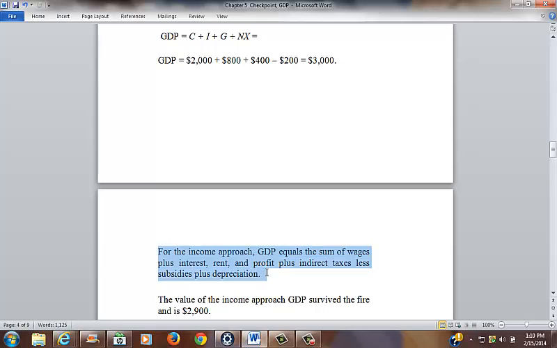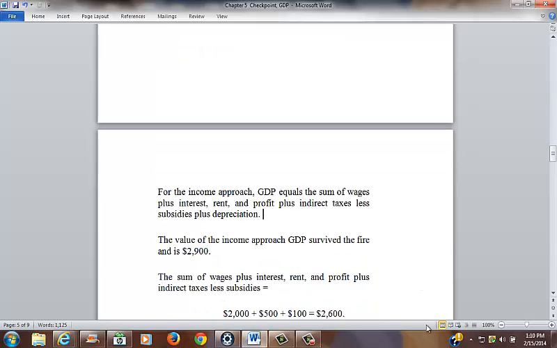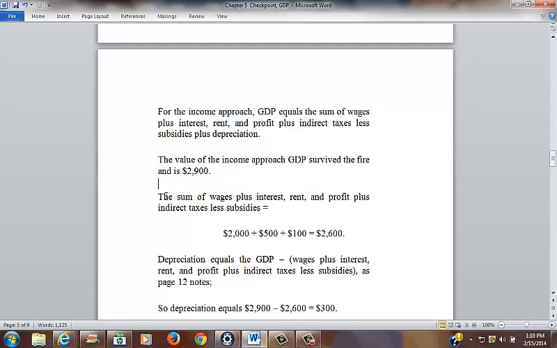For the income approach, GDP equals the sum of wages plus interest, rent, and profit plus indirect taxes less subsidies plus depreciation. The value of the income approach GDP survived the fire, and that's given as $2,900. And the sum of all those other numbers then is 2,000 plus 500 plus 100 equals $2,600.